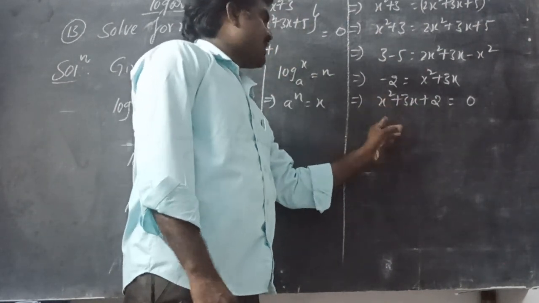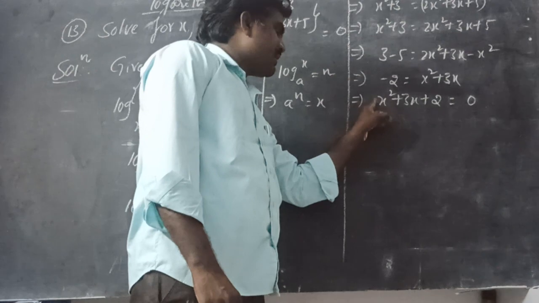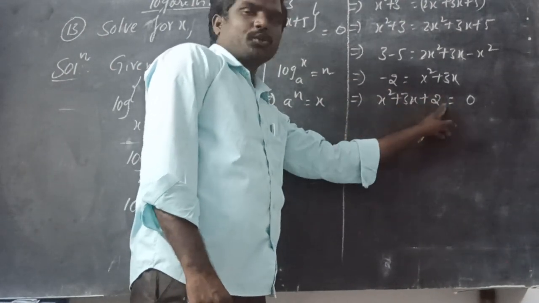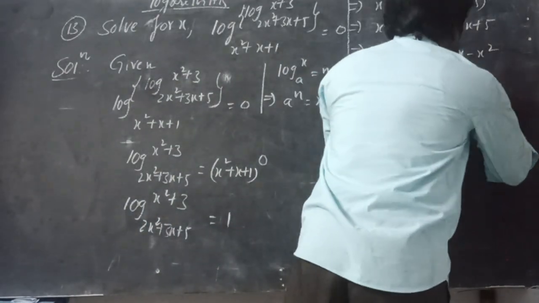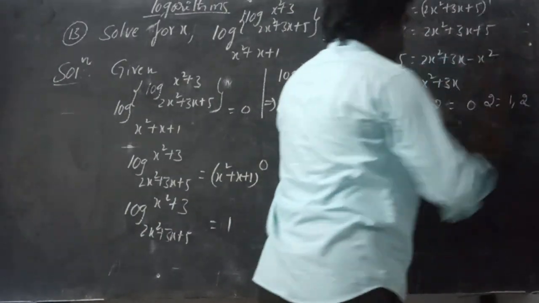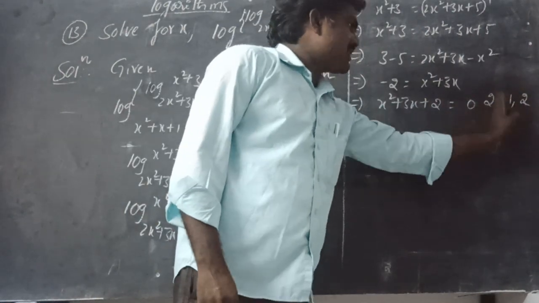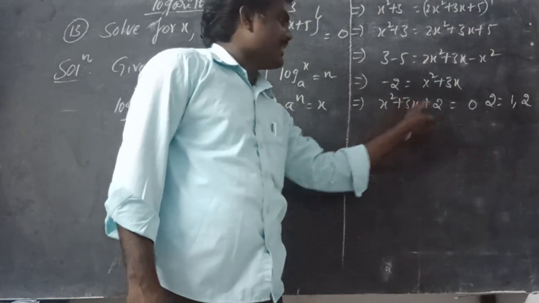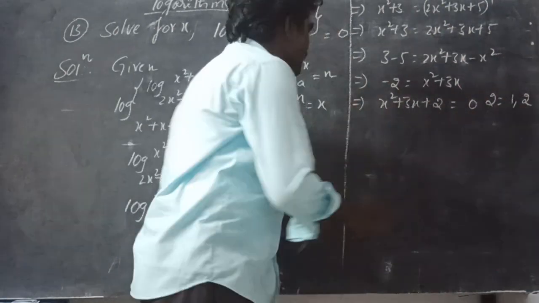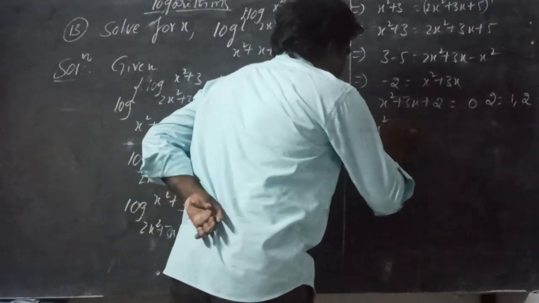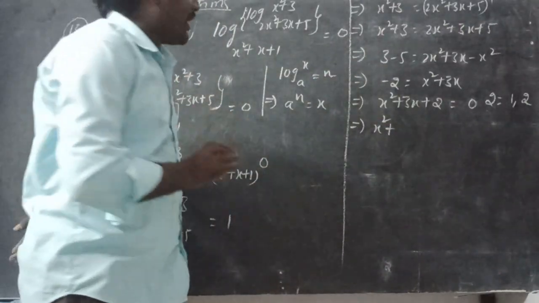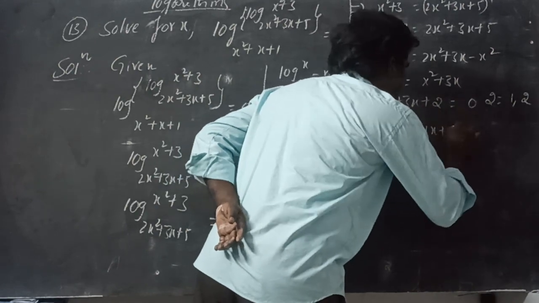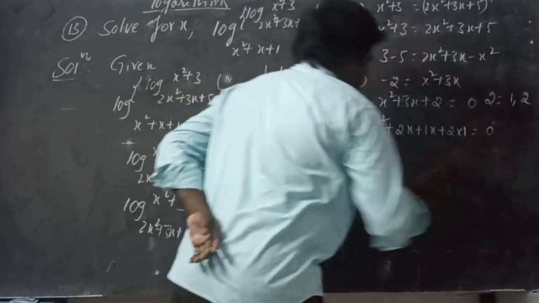So how can we find the factors? What is the x square coefficient? There is no coefficient shown, so it is 1. The constant is 2. 1 into 2 is 2. So the two factors are 1 and 2. The sum or difference of the two factors should become the x coefficient. The x coefficient is 3. So 1 plus 2 is 3. So here x square plus, in the place of 3 we can write 2 plus 1, that is 2x plus 1x plus 2, and 2 we can write as 2 into 1, is equal to 0.